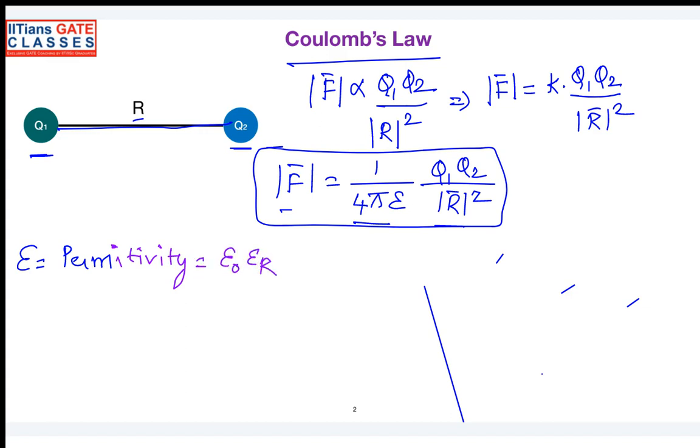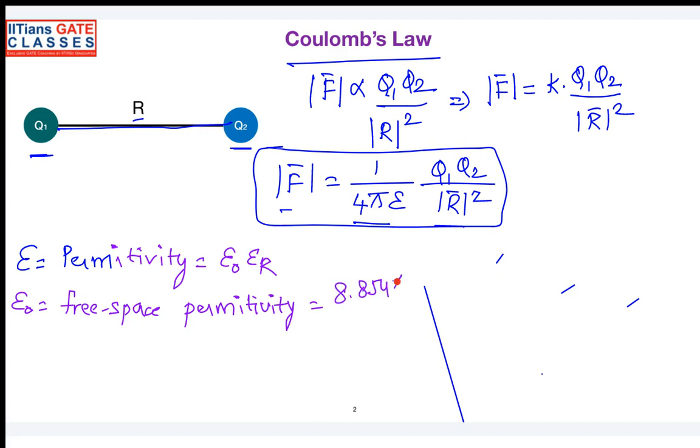What is the value of free space permittivity? Can anyone tell? 8.85 into 10 power minus 12. Units? Farads per meter. Very good. So 8.854 into 10 power minus 12 farad per meter.